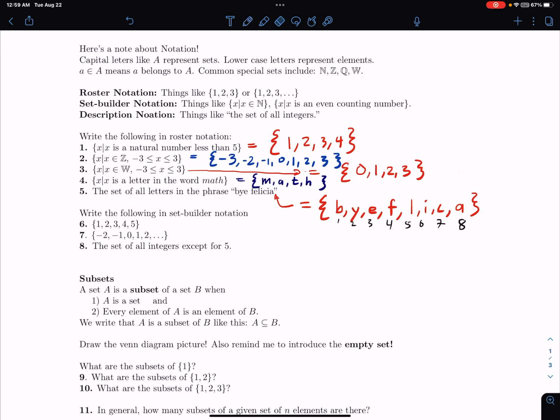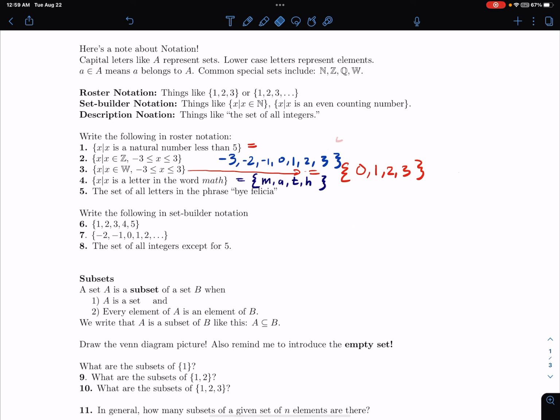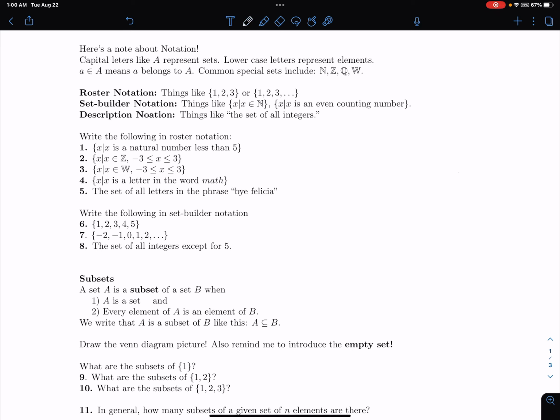Okay, moving on to the next set of questions, 6, 7, 8. This time we are going from roster notation back to set builder notation. Erase all this stuff. Okay, so let's start with the first one, number 6: 1, 2, 3, 4, 5. How would you write that in set builder notation?